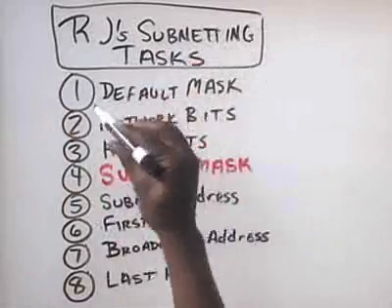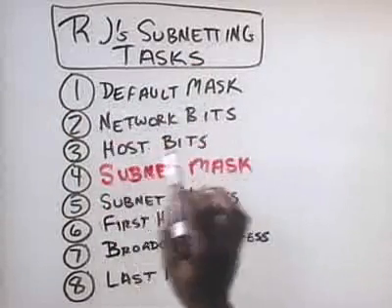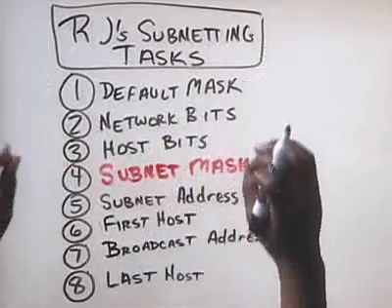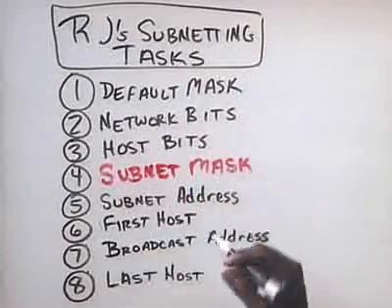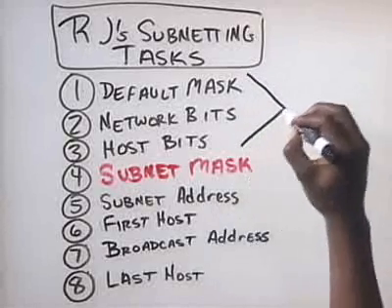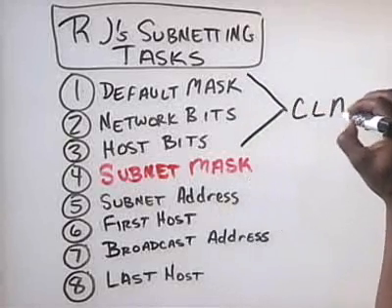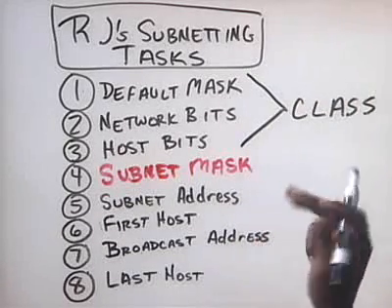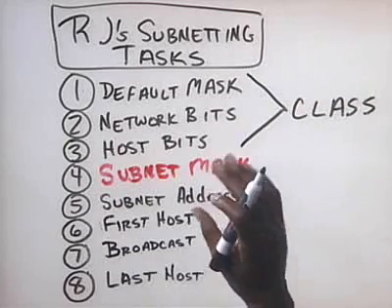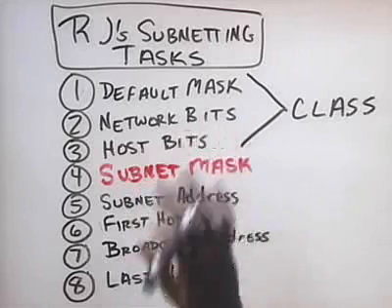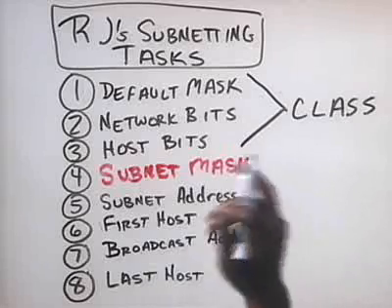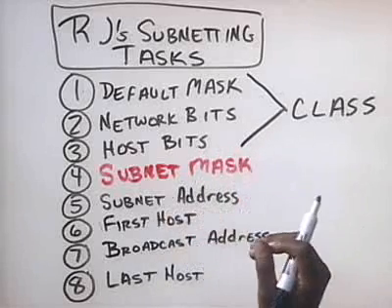The first 3 items on this list, default mask, network bits, and host bits, all of these can be derived from knowing one piece of information in an IP address. That piece of information is the class of the address. You'll recall that there are 3 classes of addresses that we want to be concerned with in our networking and in our subnetting. Class A, Class B, and Class C.